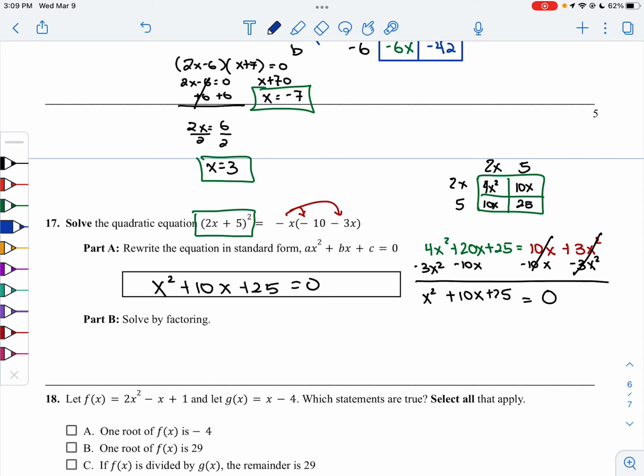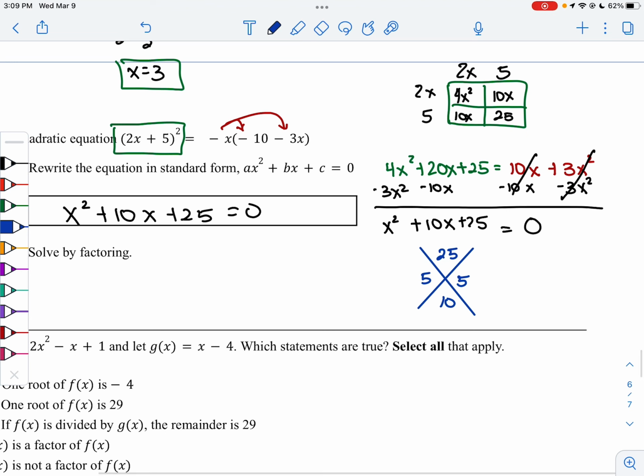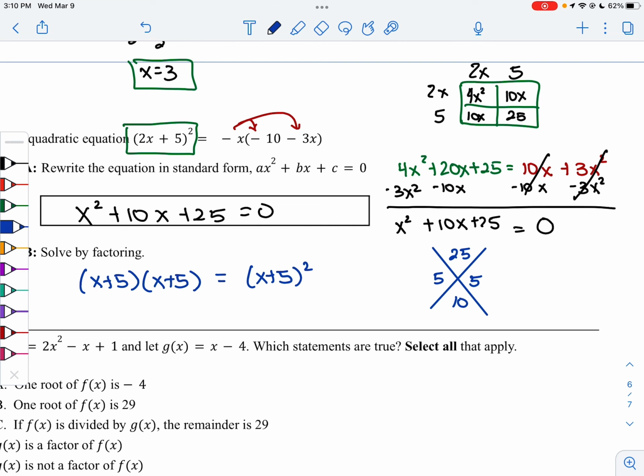And then it wants us to solve by factoring. Well, a is 1, so this is just a little diamond method, and that's all. 25 and 10. I get 5 and 5. So this becomes x plus 5. Apologize for the phone. x plus 5, which is x plus 5 squared.